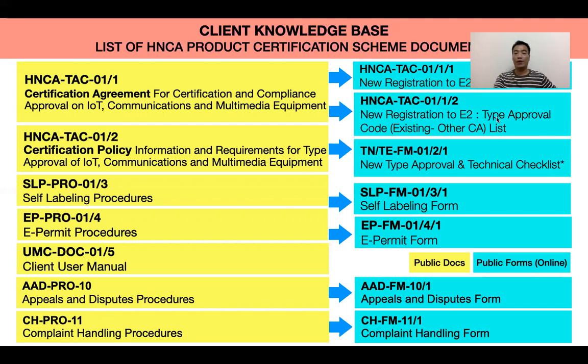If you have an existing type approval code with another certification agency, then you do not need to do type approval, but you need to register with our system so that we can allow you to do the ESLP with us. Therefore, please fill up this form, HNCA PAC 01/1/2.